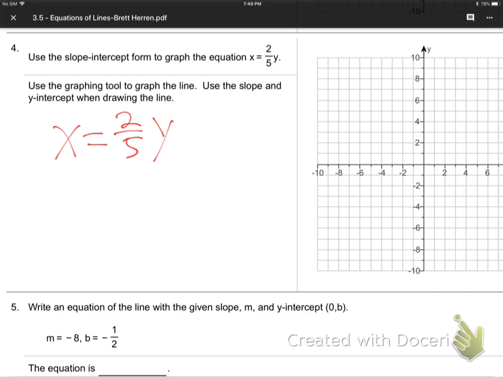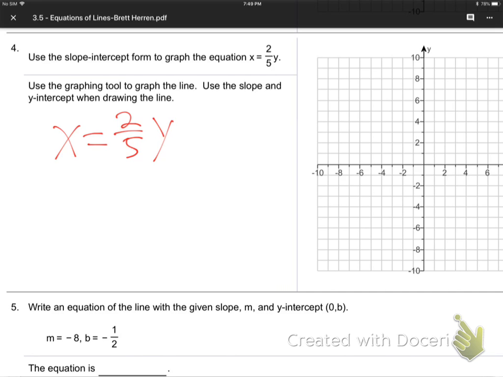All right. x equals 2/5 y. So we're trying to graph this one. So what are we going to do to graph this one? We have to get rid of the fraction. Yeah, you got to get rid of that fraction, right? So how are we going to do that? We got to get y alone. What are we going to do? Multiply by 5, both sides.